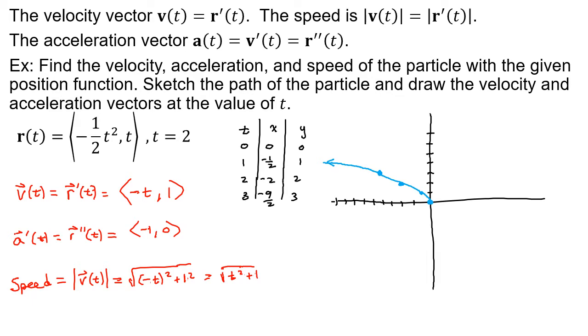It wants me to sketch the path of the particle, that's what the r would be, and then draw the velocity and the acceleration at t equals 2. For the velocity, that would be negative t, 1. I have to plug in this 2 down into here, and so I'll have a velocity vector at 2, which would be negative 2, 1.